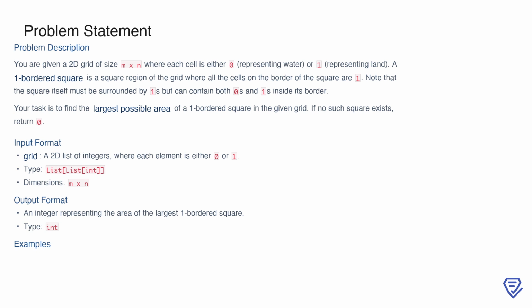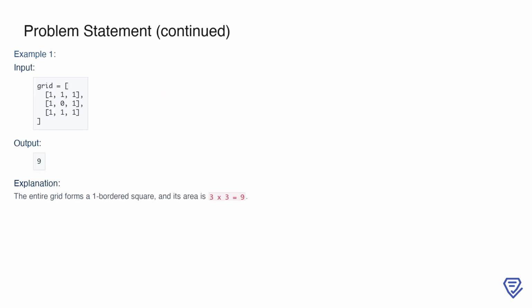The input will be a 2D list of integers, and your task is to calculate the area of the largest one bordered square as an integer. For example, if the largest square has a side length of 3, the area would be 3x3 equals 9. If no square is valid, the result should be 0. Let's look at an example to clarify this.